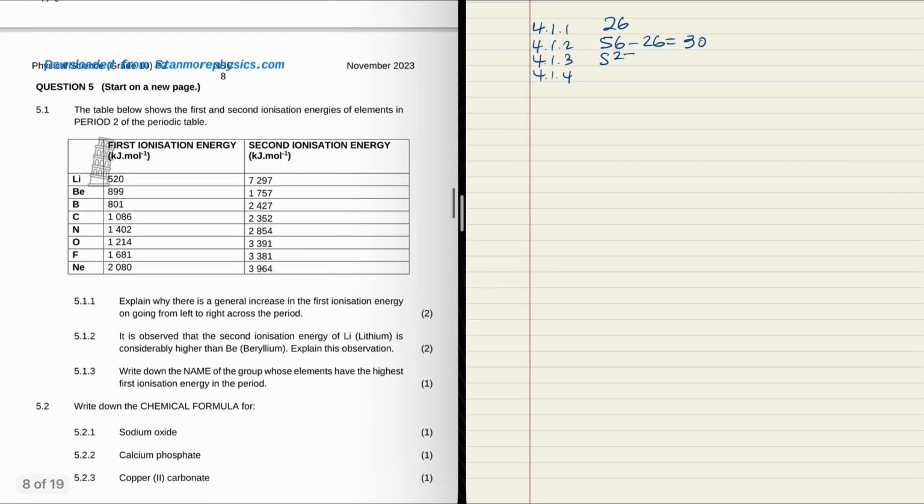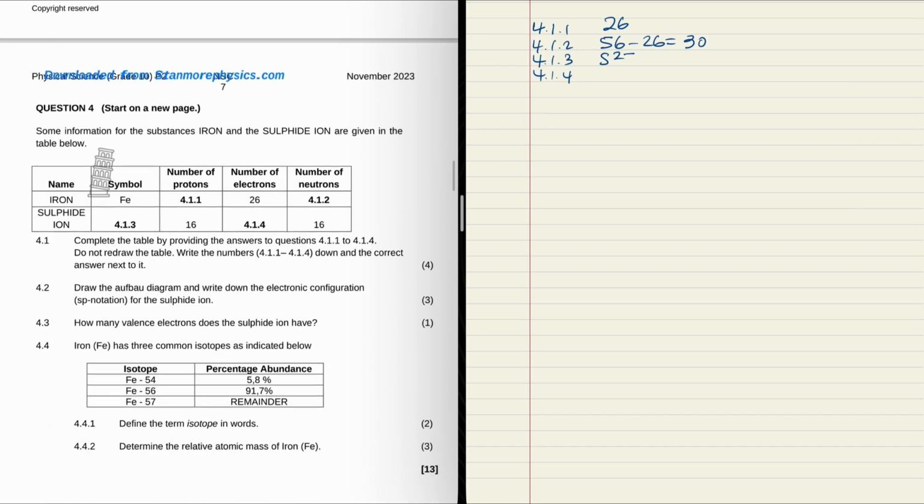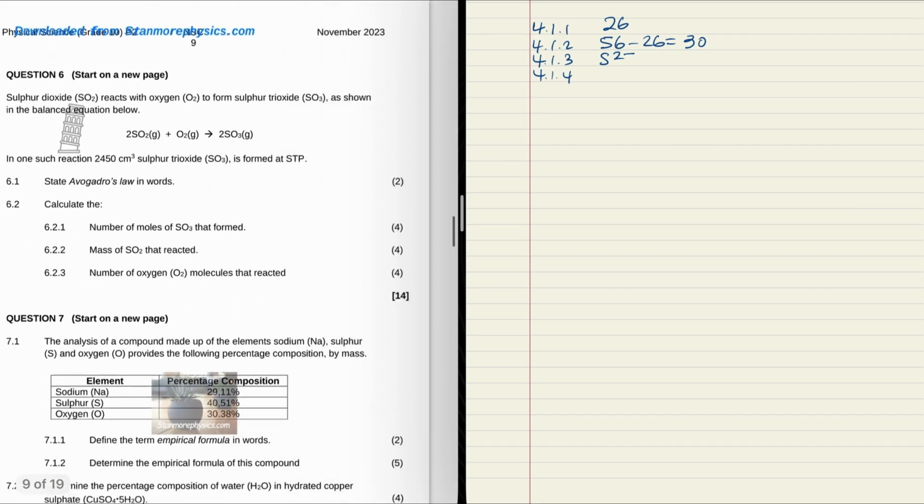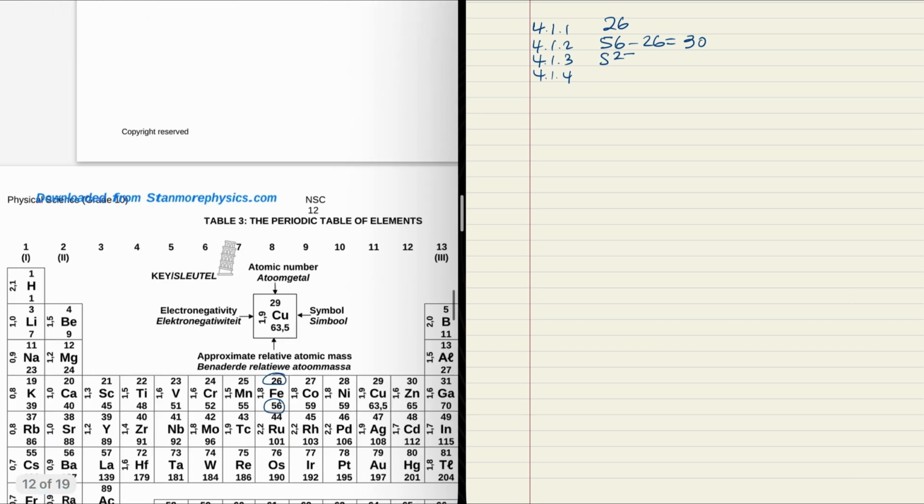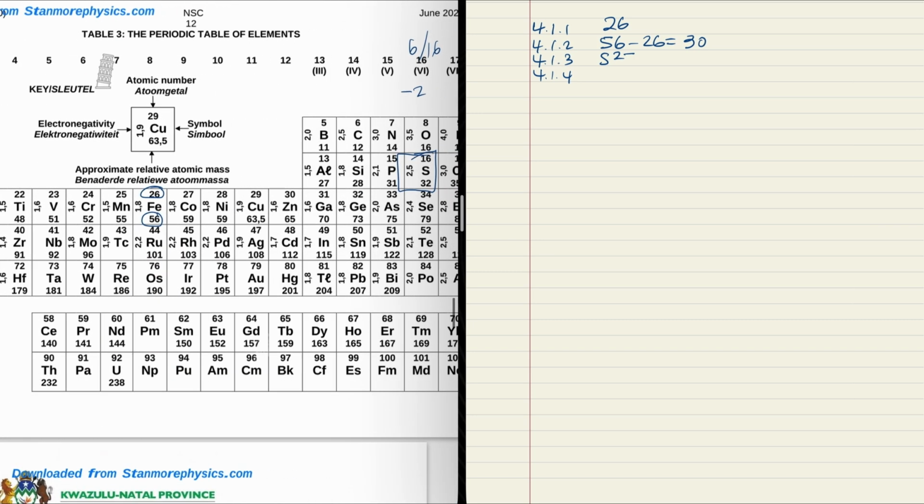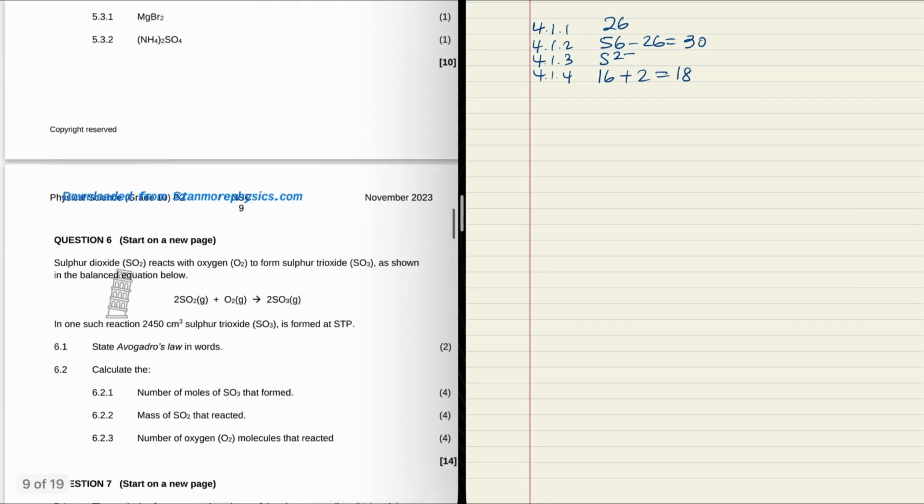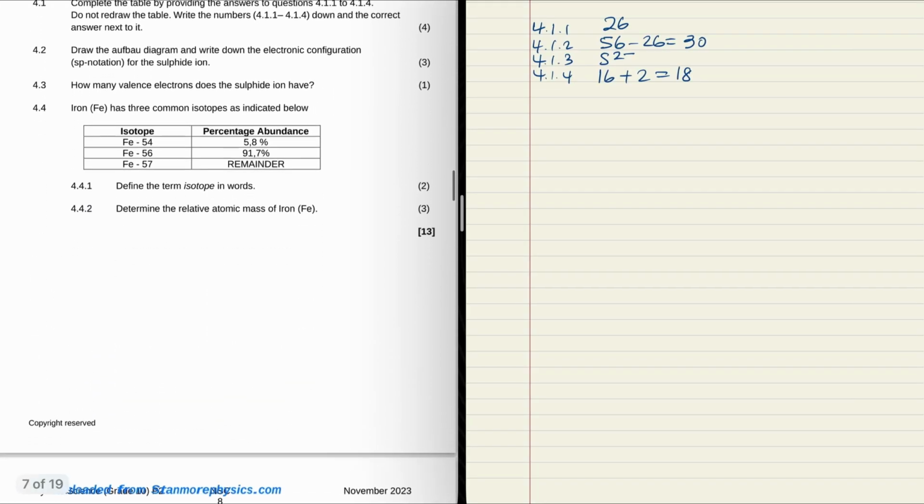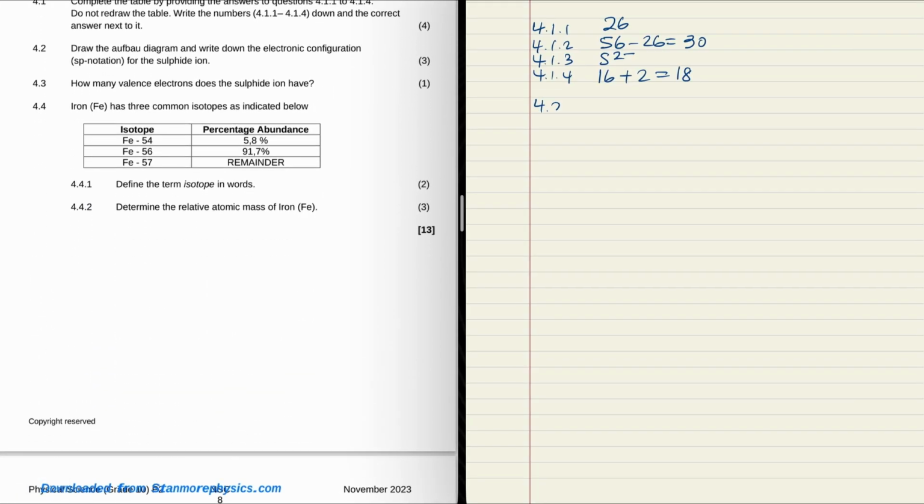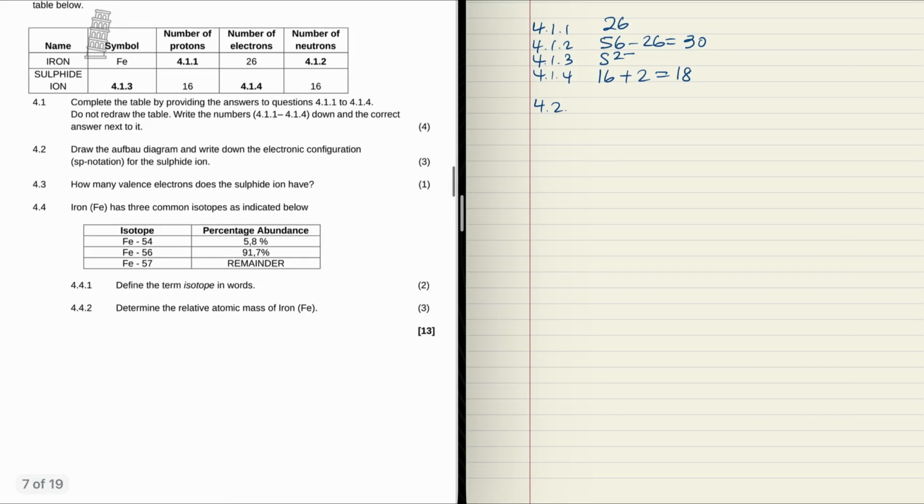Moving on now to question 4.1.4, the number of electrons. Sulfur has an atomic number of 16, so the number of electrons would normally be 16. But because this is an ion and it has a 2- charge, it means that it gained 2 electrons. So 16 plus 2 is 18. Let's move on now to question 4.2. Draw the Aufbau diagram and write down the electron configuration, SP notation, for the sulfide ion.